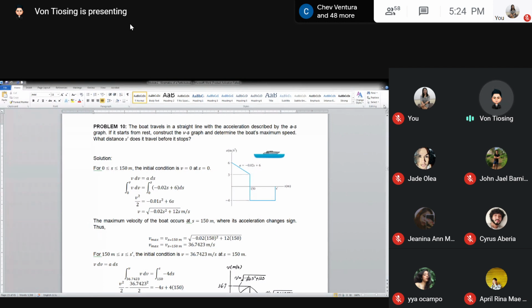The boat travels in a straight line with the acceleration described by the acceleration displacement graph. If it starts from rest, construct the velocity displacement graph and determine the boat's maximum speed. What distance S prime does it travel before it stops?